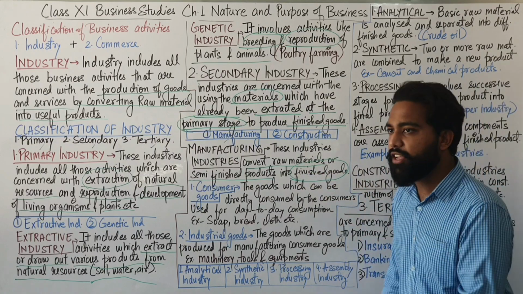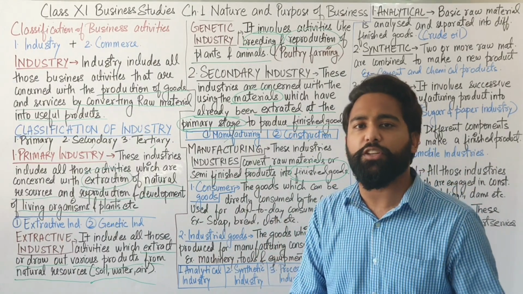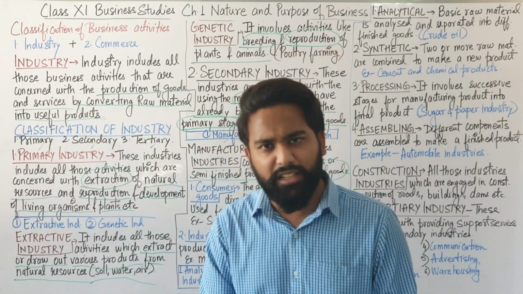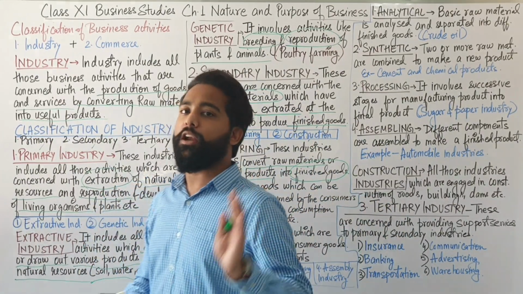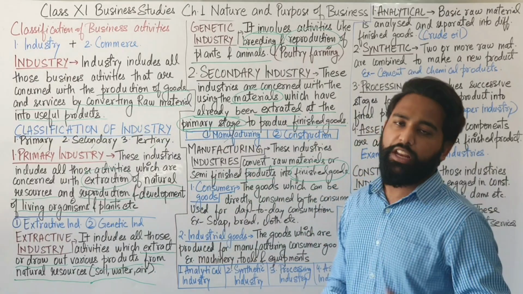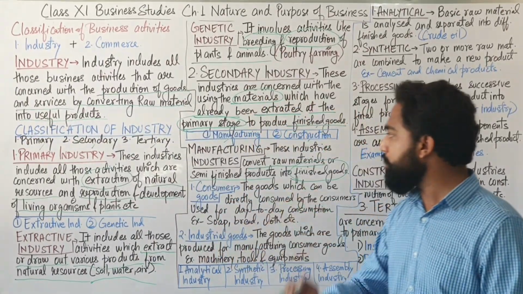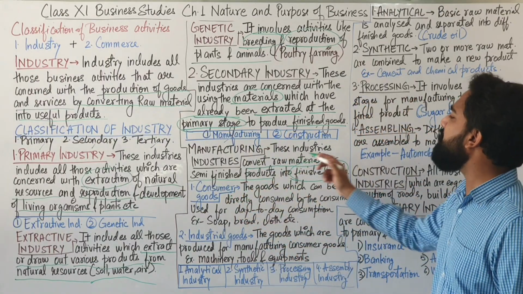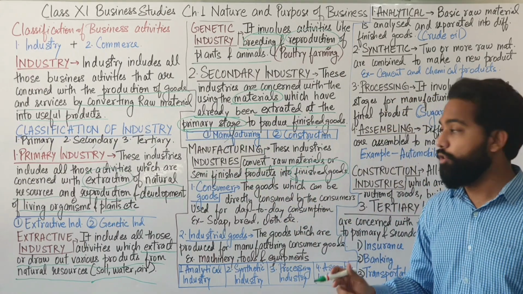Basically, under the manufacturing industries, we use some raw material or semi-finished goods, all those goods which are incomplete. They have been processed, but they are incomplete. They are not completely finished. They have not completed the process of production. Those are the semi-finished products. Now, these industries convert raw material or semi-finished product into finished goods.